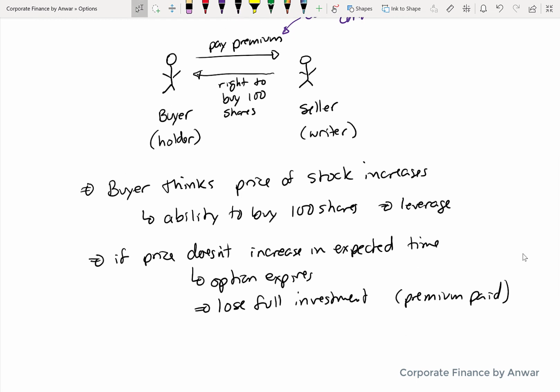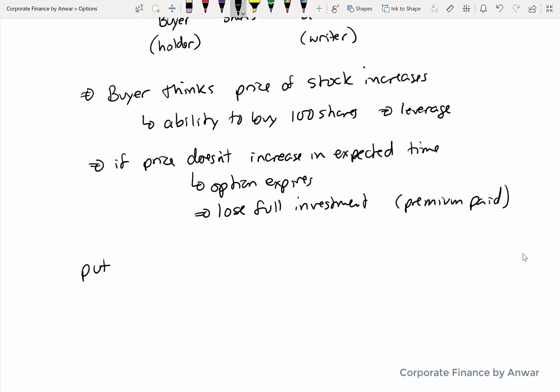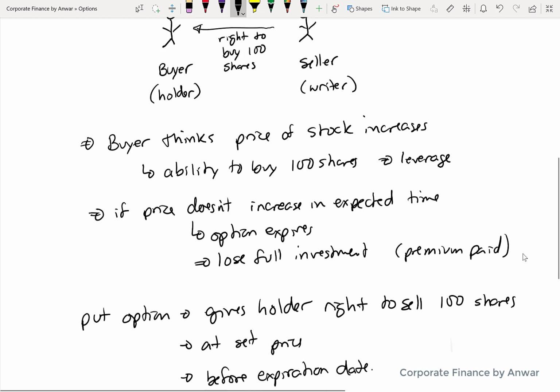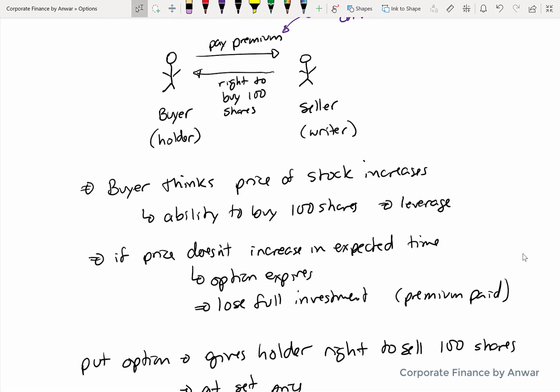And a put option is exactly the opposite. A put option gives the holder the right to sell 100 shares at a set price and before the expiration date. In both cases, it's essentially two parties placing a bet. You're on the other side of the bet, and whatever one wins, the other ends up losing.